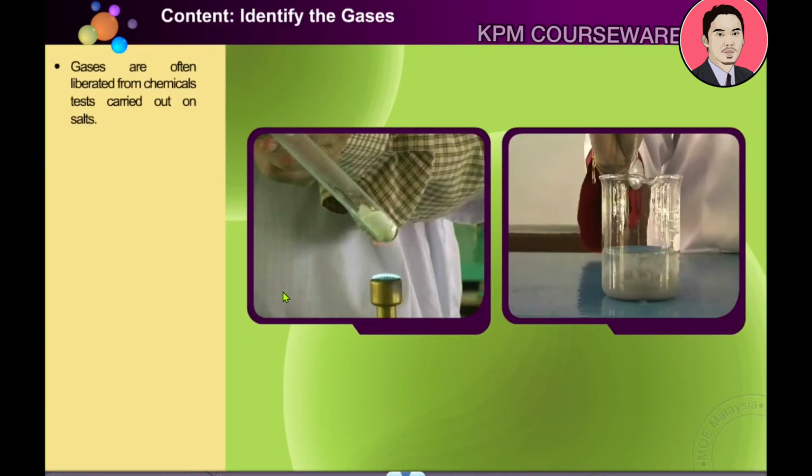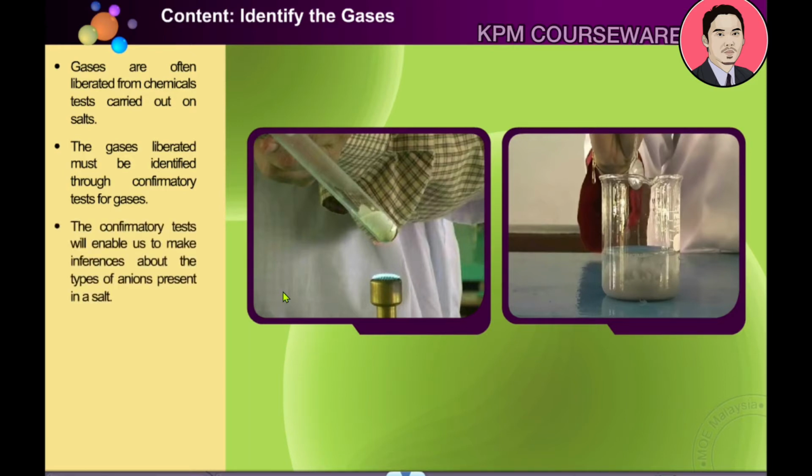Gases are often liberated when salts are heated or reacted with acids or alkali. The gases liberated must be identified through confirmatory tests for gases. Why? Because with these tests, we are able to make differences about the types of anions present in a salt.